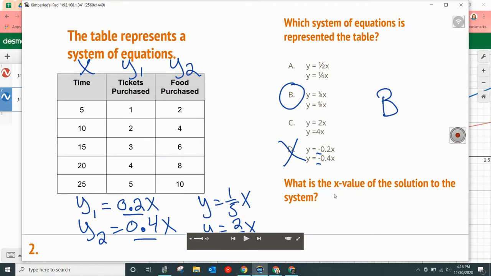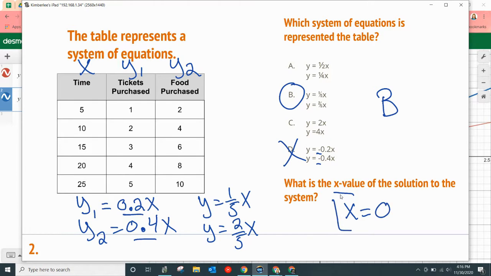But notice it asked me not for the whole solution, which is (0, 0). It just wants the x value of the solution. And our x value is 0 because it was the origin, the point (0, 0). So that's what it wanted on that one. Okay, so this is what we need to do.